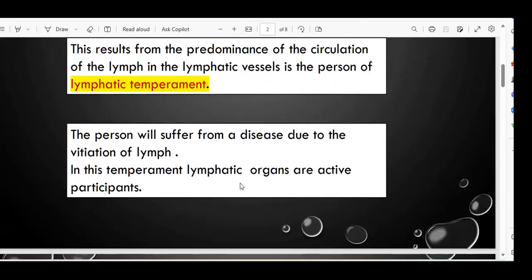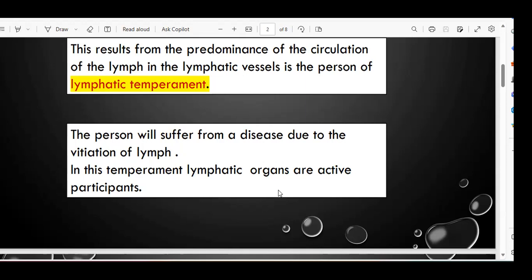So what will happen? In the person who has lymphatic temperament, vitiation of lymph will happen. Then his body will have disease. Whatever disease comes, vitiation of lymph will have happened. So what do we have to do? We have to remove the vitiation of lymph. Then the person will settle down easily.